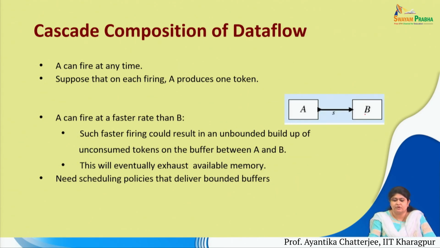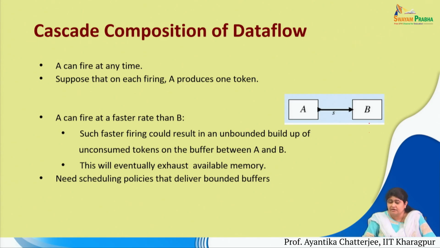So this cascade composition we have already discussed: if A can fire at any time and B is not consuming at the same rate. So what we have to do for successful modeling in this kind of data flow is we need a scheduling policy. That means there should not be any token lost. Whatever extra tokens are generated, beyond the tokens being consumed by the receiver side, when they are consumed they get discarded, that is fine.